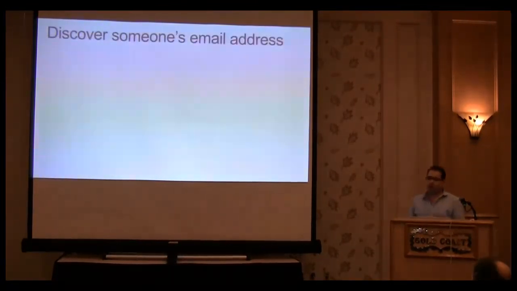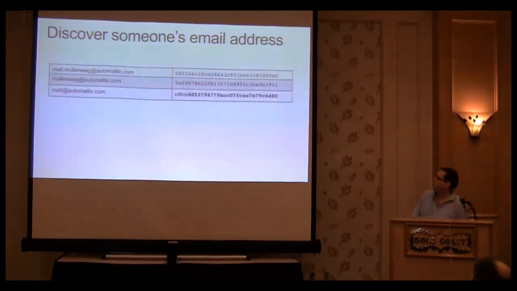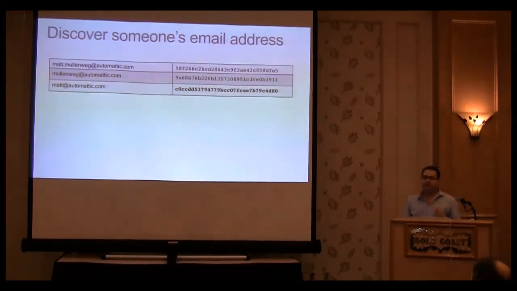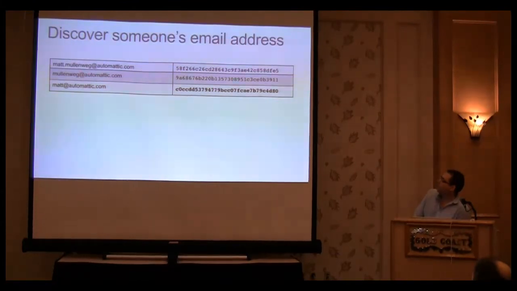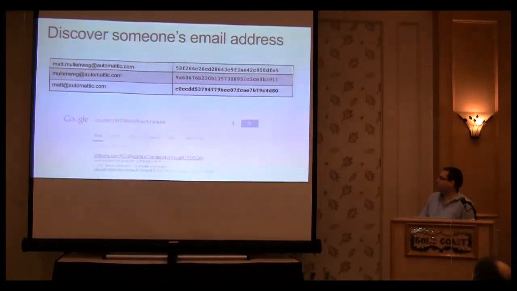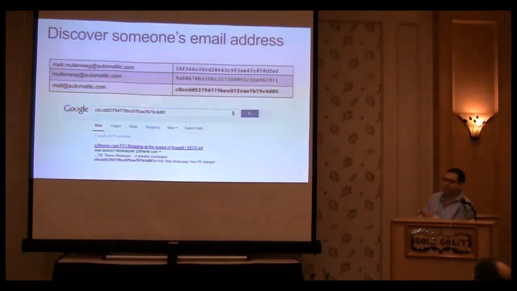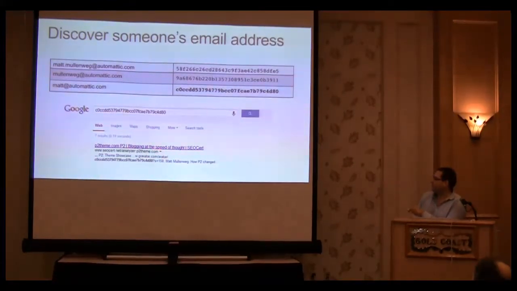What else can I do? I can try to guess someone's email address. Matt Mullenberg basically invented gravatars. What could his email address be? I have a few ideas: matt@mullenberg.automatic.com, mullenberg@automatic.com, matt@automatic.com, or maybe other possibilities. So I hash all of these and Google them, and okay, that's his email address, because I got a hit on Google with the gravatar. So it allows me to guess people's email addresses also, in some cases.